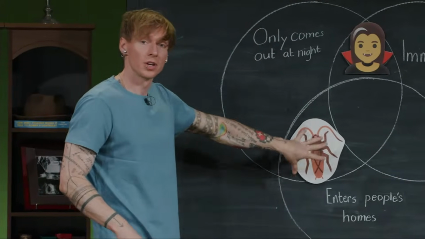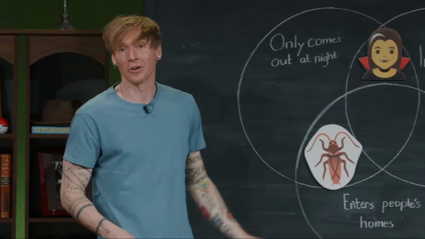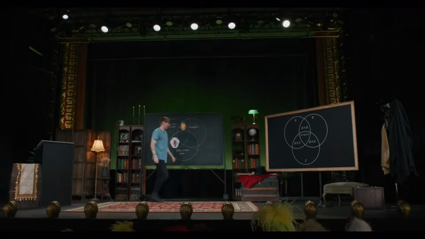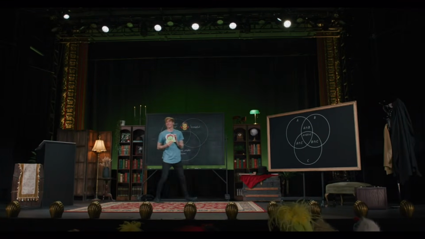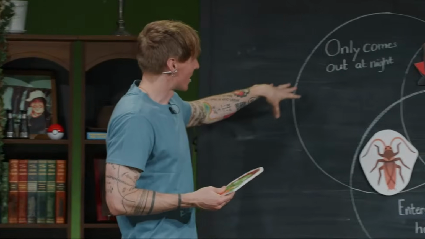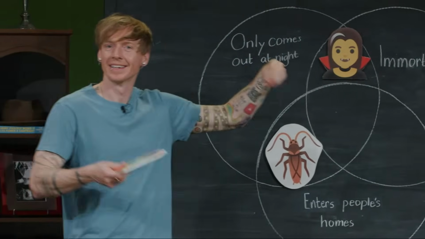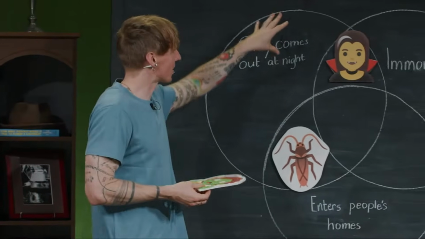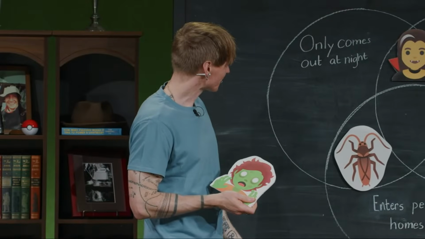So the cockroach, just to clarify that, it only comes out at night, and it enters your home, unfortunately. OK, where are we going next? Ooh, we've got a zombie. OK, so a zombie. Right, so zombies, they're going to be immortal, right? Sort of, they are the undead. By definition, so the zombie is going to have the characteristic of being immortal.